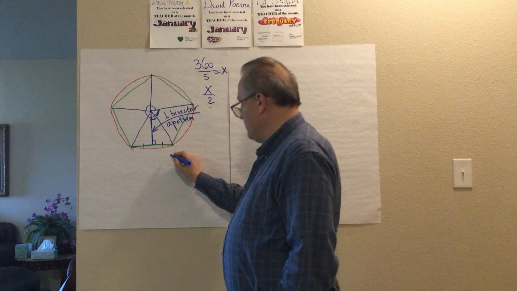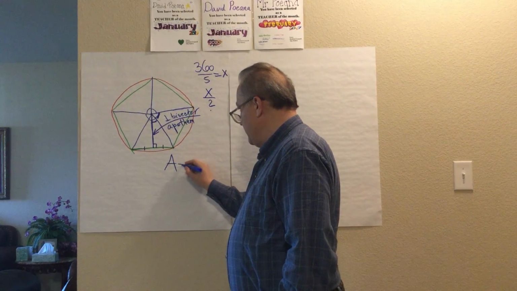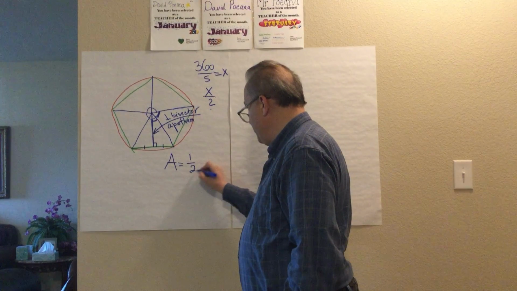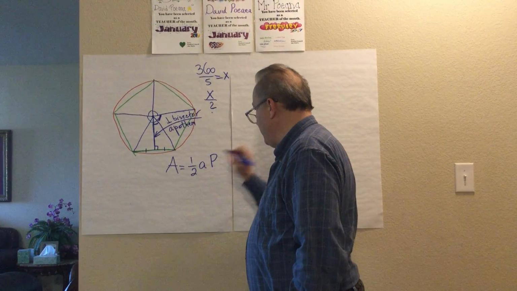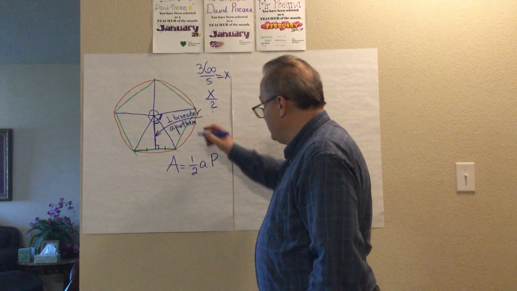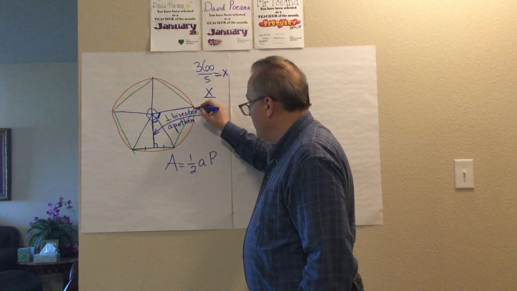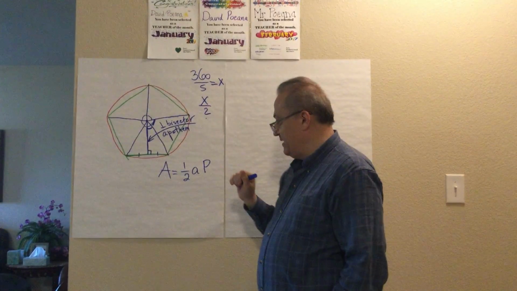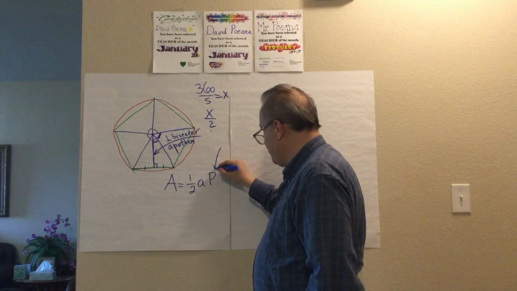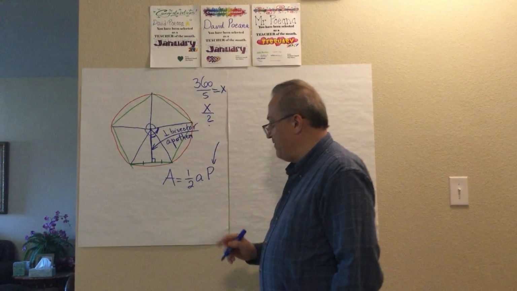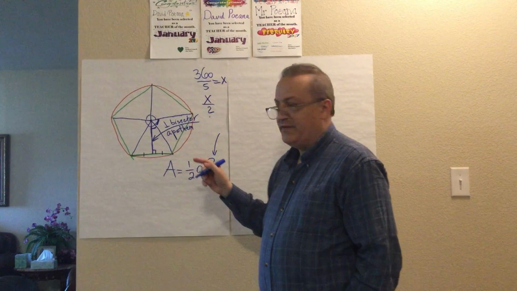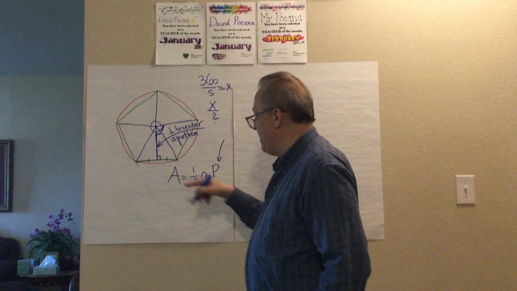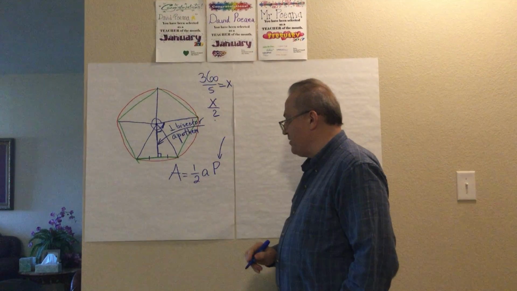And we know that the area of a pentagon is 1/2 apothem times the perimeter. Let's say that this side is 4. All of them are equal. 4 times 5 makes 20. That's the perimeter. What about if it's 5? 5 times 5 is 25. What about if it's 6? One side, if it's 6, you multiply by 5. That's how you get your perimeter.